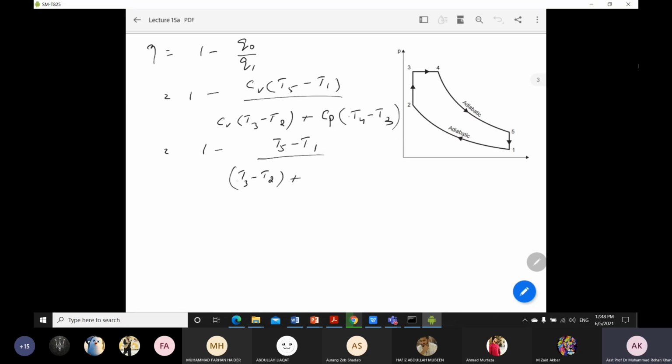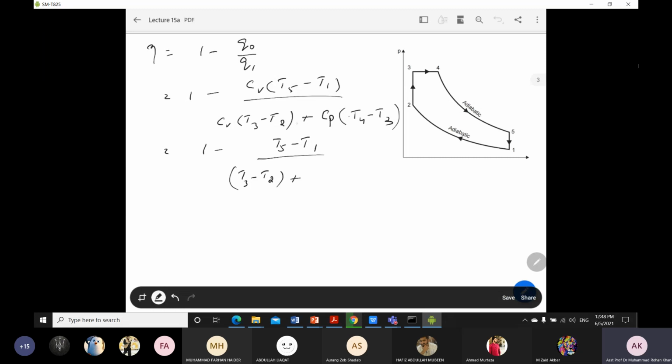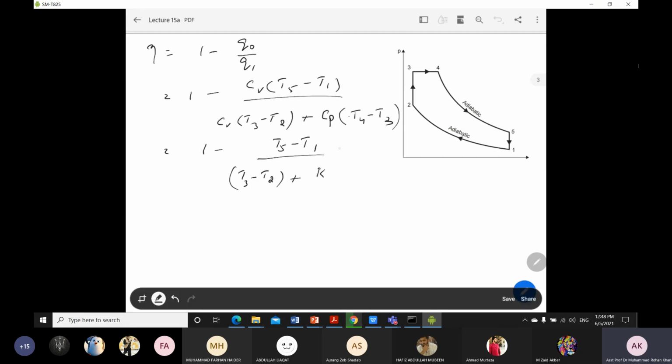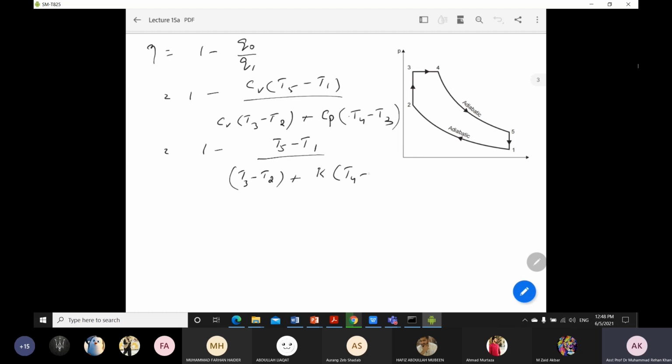and if I just take Cv common from both sides, it becomes the k value times (T4 minus T3). This equation we already derived in the previous lectures. Okay, so now we have all the values, because T5 is known to us, T1, T3, T2, T4, T5, and the k value is also known to us.